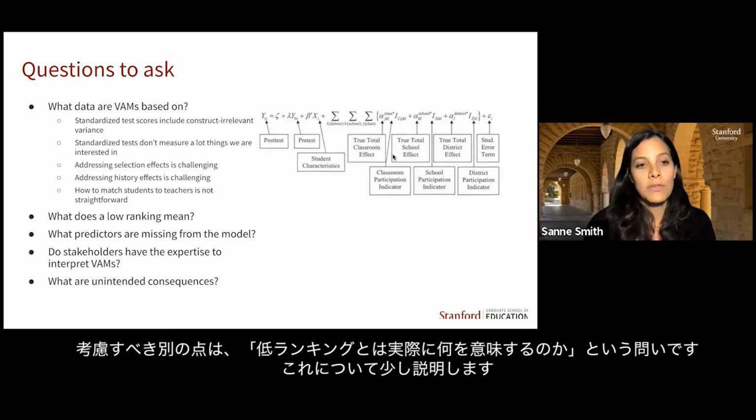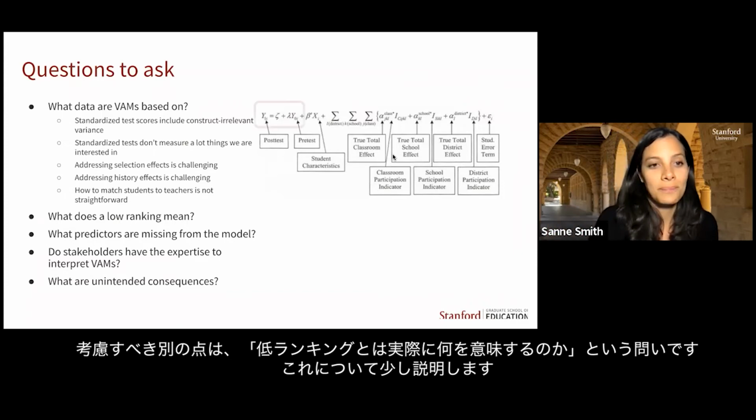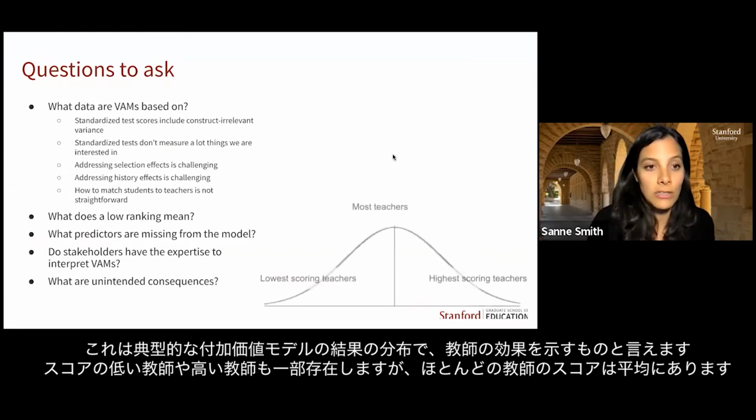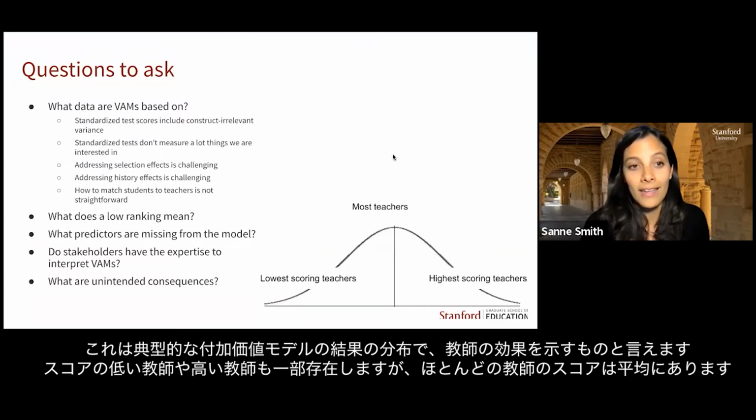Another thing to take into account is the question, what does a low ranking actually mean? So this is a distribution of a typical value-added model outcome. So this would be like teacher effectiveness. Some teachers score low, some teachers score high, and then most teachers score average.